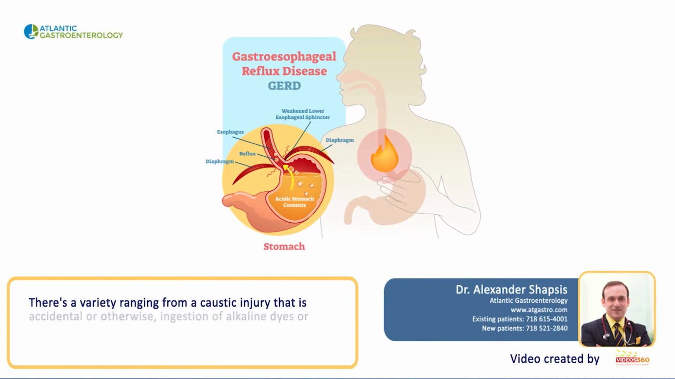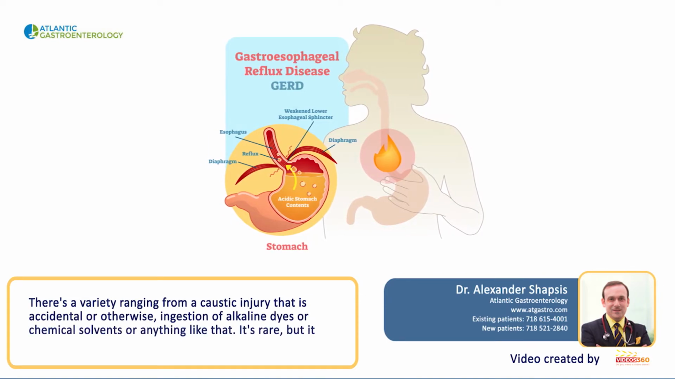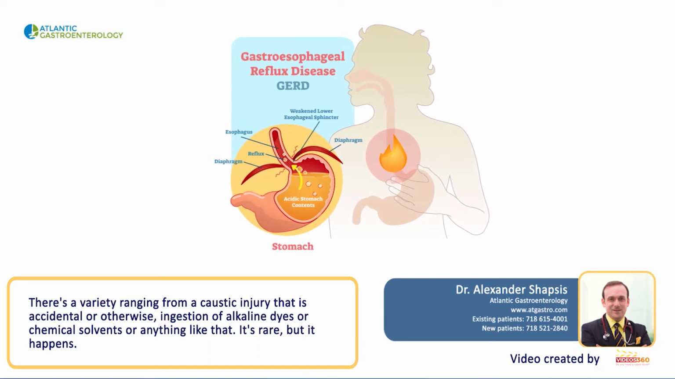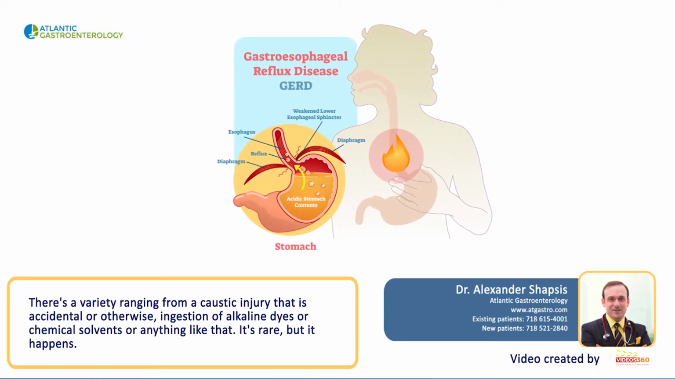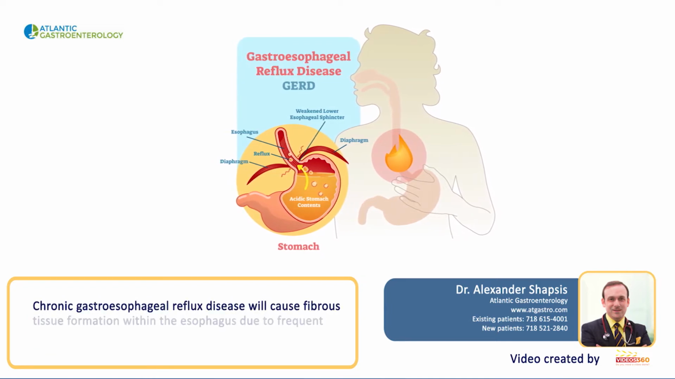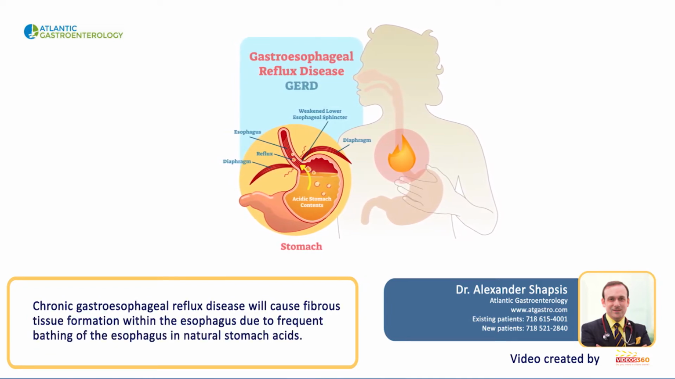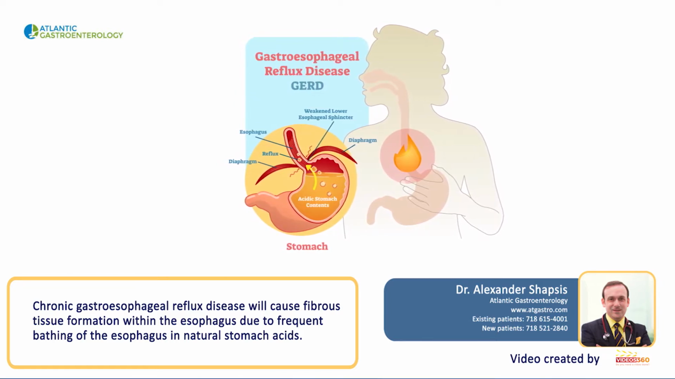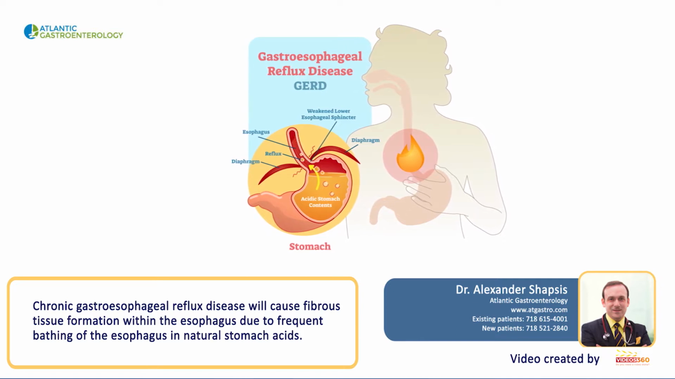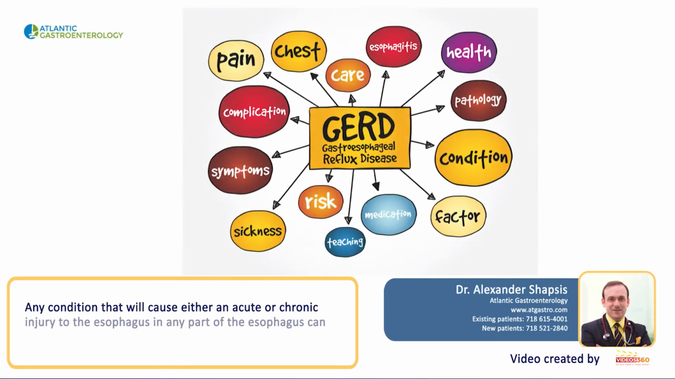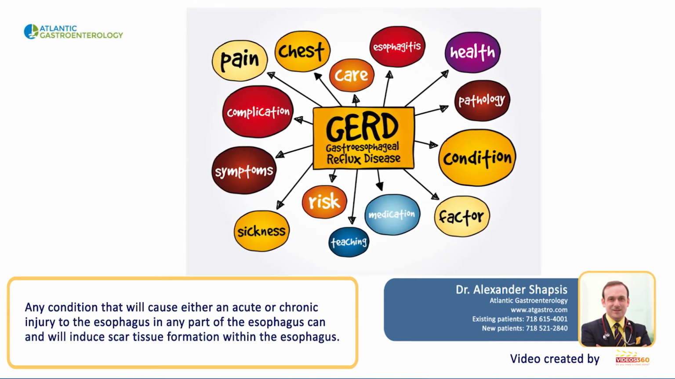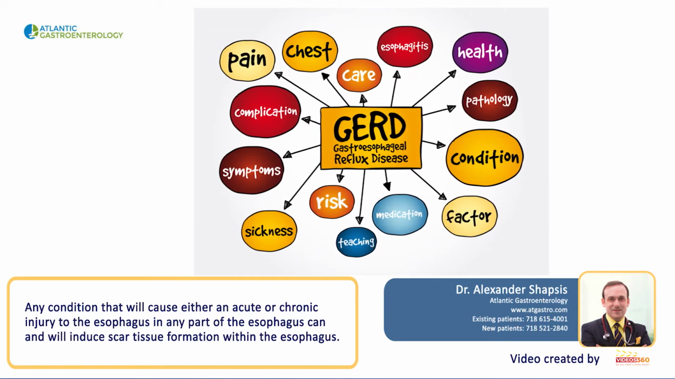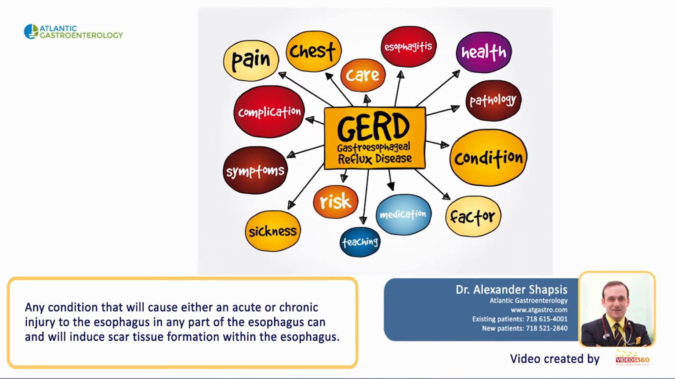There's a variety of causes, ranging from caustic injury, that is accidental or otherwise ingestion of alkali dyes or chemical solvents or anything like that. It's rare, but it happens. Chronic gastroesophageal reflux disease will cause fibrous tissue formation within the esophagus due to frequent bathing of the esophagus in natural stomach acid. Basically, any condition that will cause either an acute or chronic injury to any part of the esophagus can and will induce scar tissue formation within the esophagus.